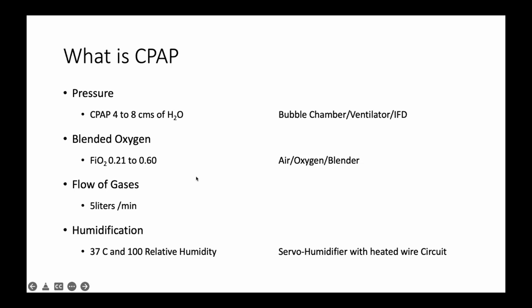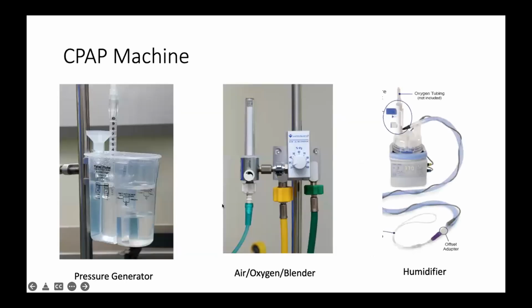So basically, when we are giving CPAP for a baby, we're giving pressure, we're giving oxygen, and to deliver the pressures, we need flow of gases and warmth and humidification of gases. So as you can see in this figure, to generate CPAP, we need a pressure generator. In a bubble CPAP, it is this bottle where you immerse the expiratory limb inside the bubble chamber, and the pressure is generated inside this chamber.